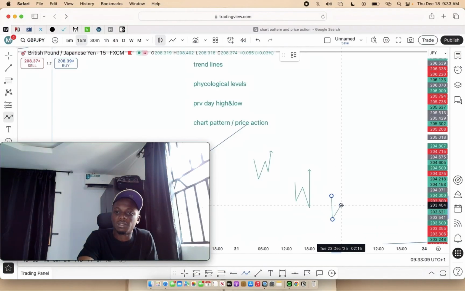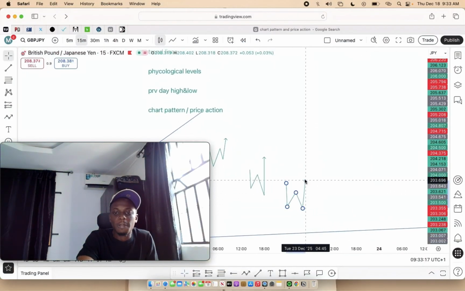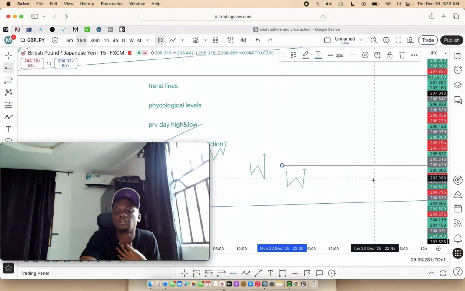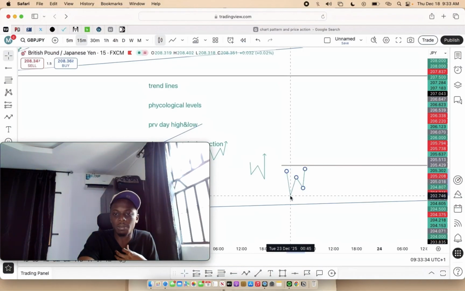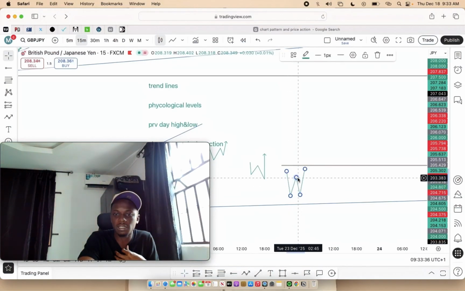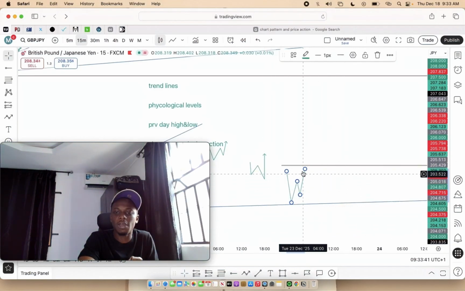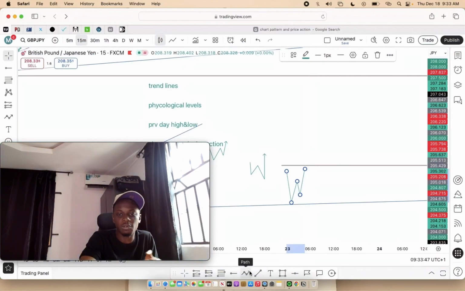We have the normal W pattern, like equal lows. All these things are very important to look out for. Let's say I have a key level somewhere around here, and prior to that we have a chart pattern that forms like this, probably a third touch point. We have a key level that I'm looking for price to test and close above.